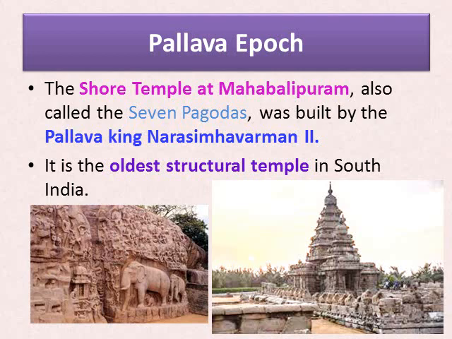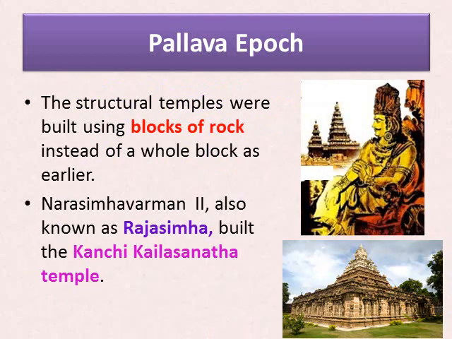So who built the Shore Temple at Mahabalipuram? It was built by Pallava king Narasimhavarman II, and it is called the Seven Pagodas. It is the oldest structural temple in South India. You can find the oldest structural temple in South India as the Rock Temple or Shore Temple at Mahabalipuram. Dear children, the structural temples were built using blocks of rock instead of a whole block as earlier. In cave temples, they were using the whole rock, but in structural temples, they were using blocks of rock instead of the whole block.